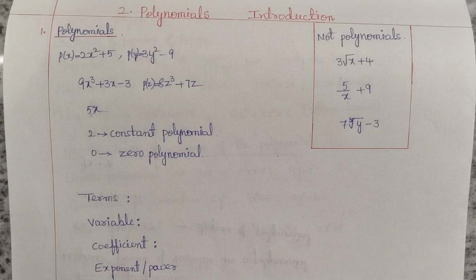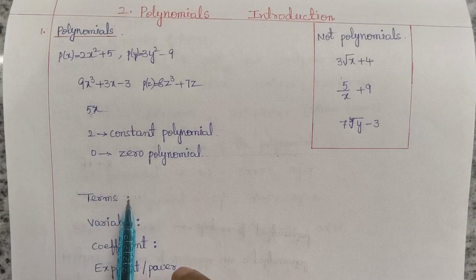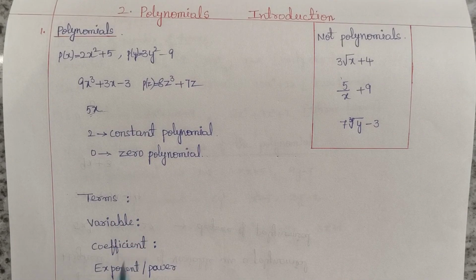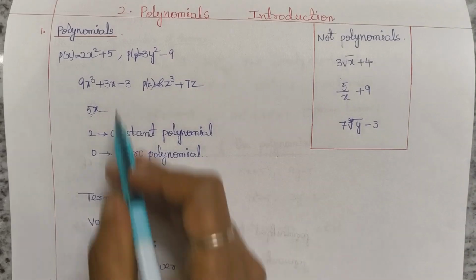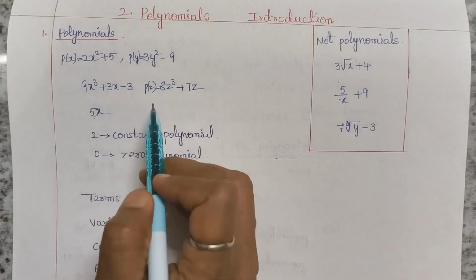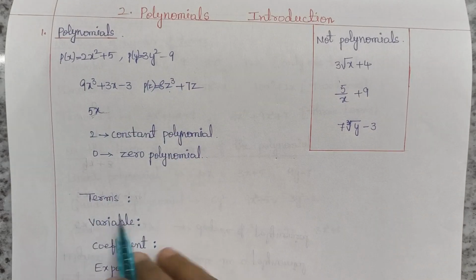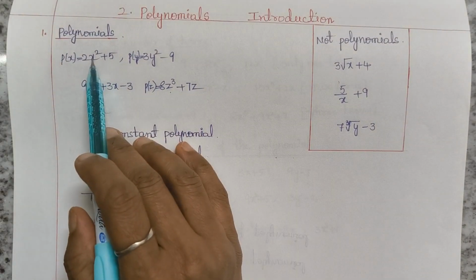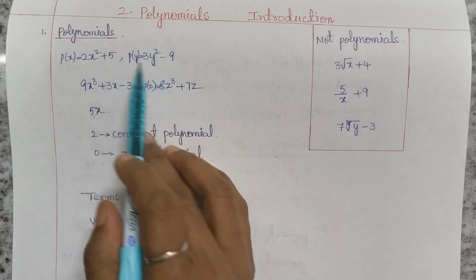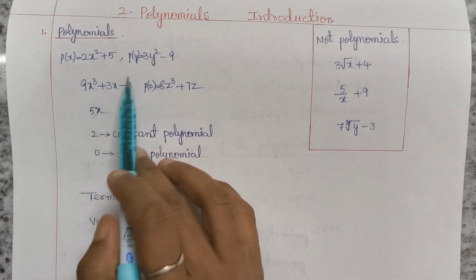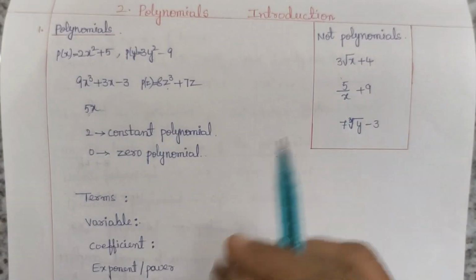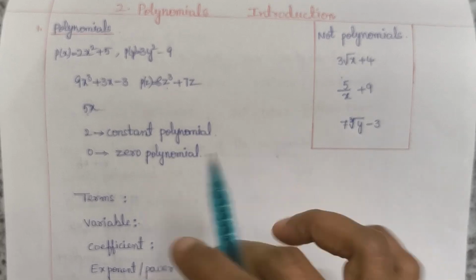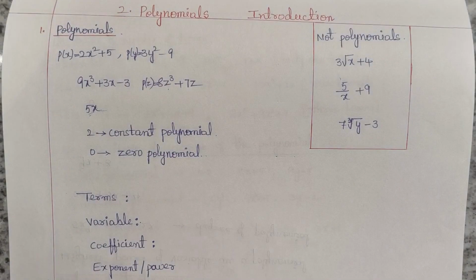Next, one more thing we learn in a polynomial: what is the term? What is the variable? What is the coefficient? What is the exponent and power? Listen carefully. Variable. Variable means what? See here, in the polynomials we are using x, here y, here z, here x. All of these are called variables. See here, which variable is there in this equation? X is the variable. In this equation, y is the variable. In this one, x. In this one, z. In this one, x. So these are called x, y, z. Small letters we will use in the equation. Those alphabets are called variables.